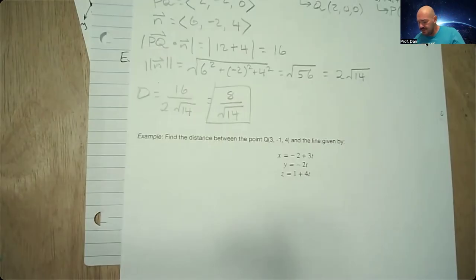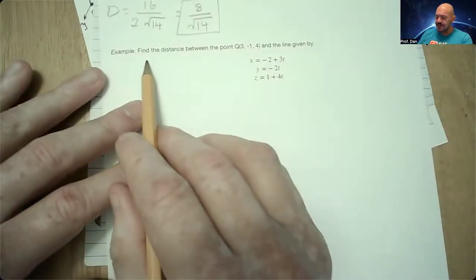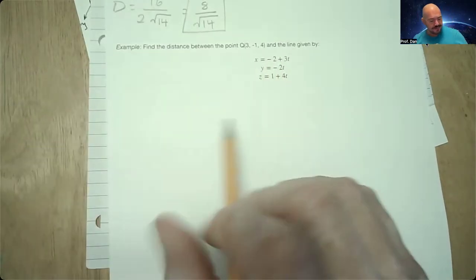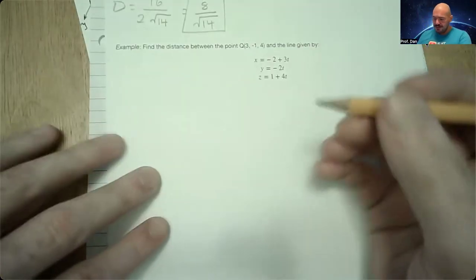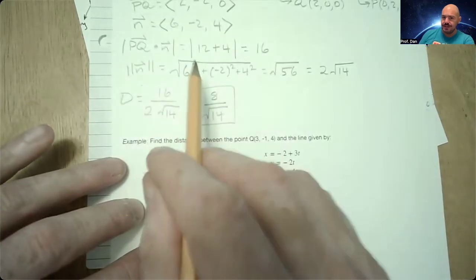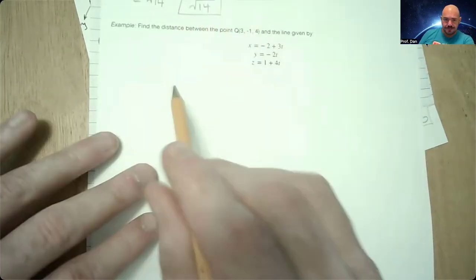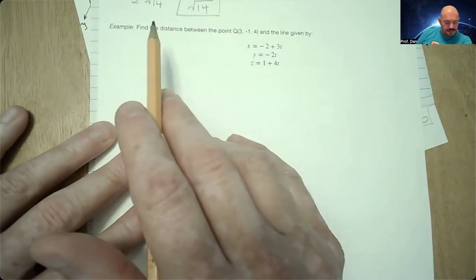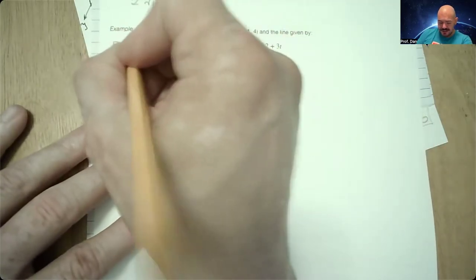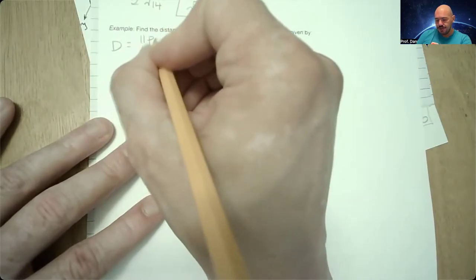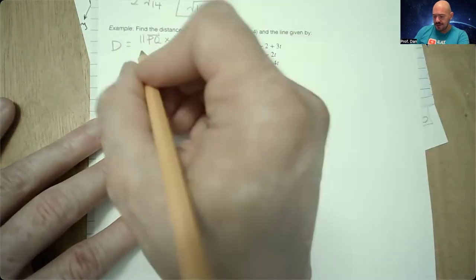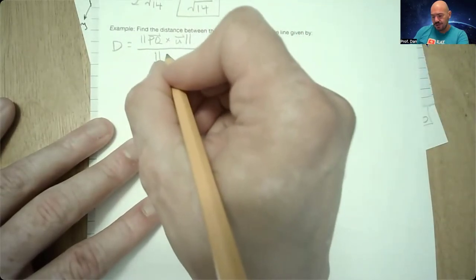All right, last example. We want to find the distance between point Q and a line given by these parametric equations. So a reminder, because we're finding the distance between a point and a line, we're not using that same formula that we did for the other two examples. Instead, we're going to use our formula. Distance is equal to the magnitude of the cross product of PQ and the direction vector divided by the magnitude of the direction vector.